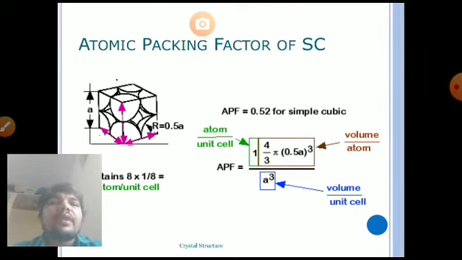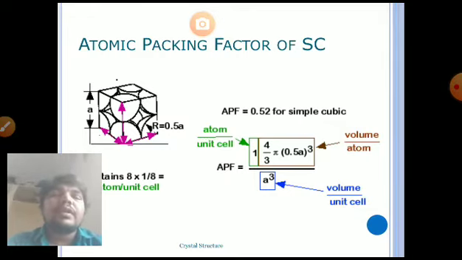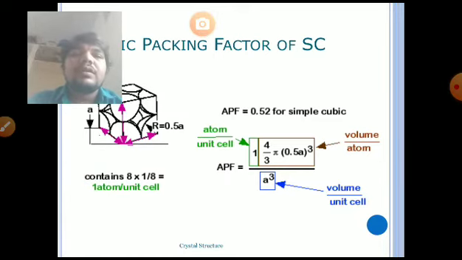Next, atomic packing factor for the simple cubic structure. The lattice parameter is a, the distance between any two atoms, and the radius of the atoms is r = 0.5a. Next, number of atoms per unit cell: 1 atom per unit cell.